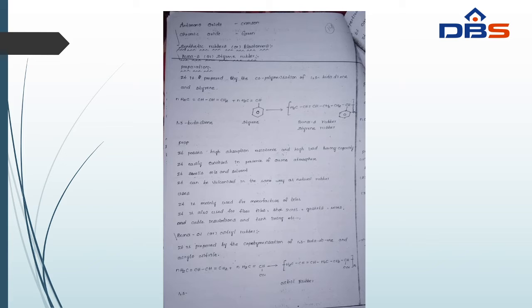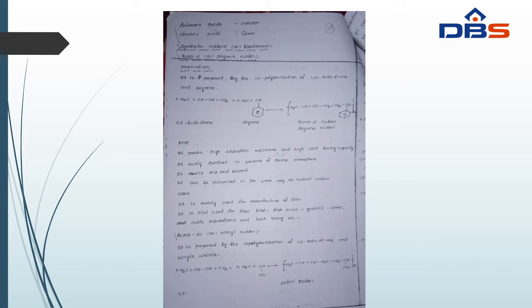And next, uses. It is mainly used for the manufacture of tires. This is a very important use. It is also used for floor tiles, shoes, gaskets, wires and cable insulators and tank linings, etc. Those are the most important uses.